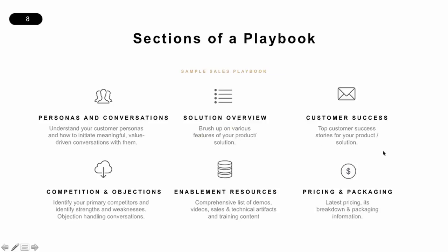Going on to what are some of the essential sections of a playbook. In our experience, we find that most people try and structure their playbooks by these 6 large blocks: personas and conversations. And we'll get a little deeper into each one of these blocks in the subsequent slides.